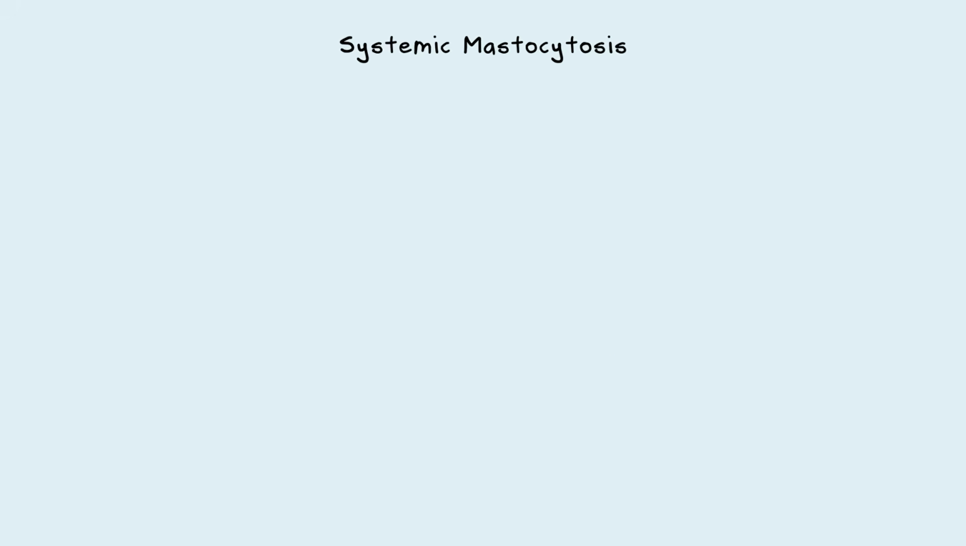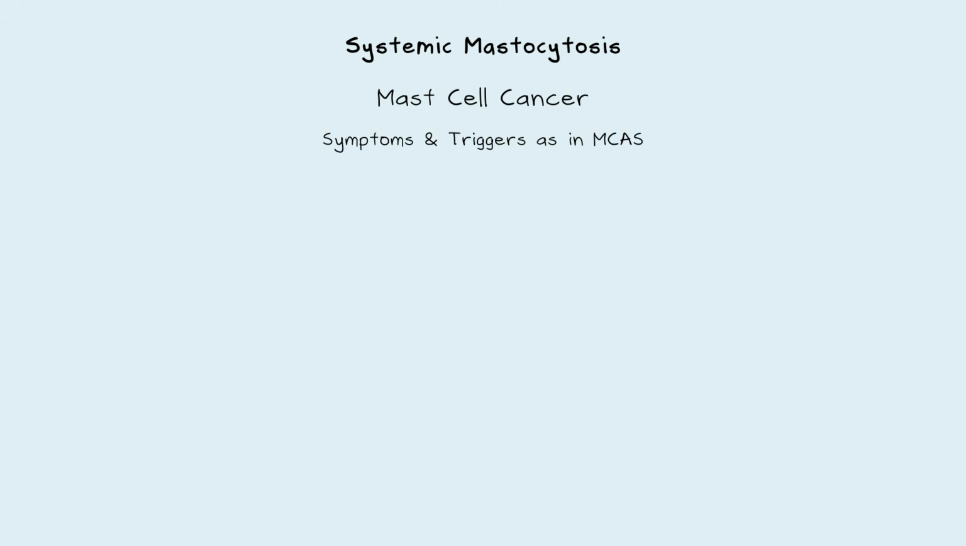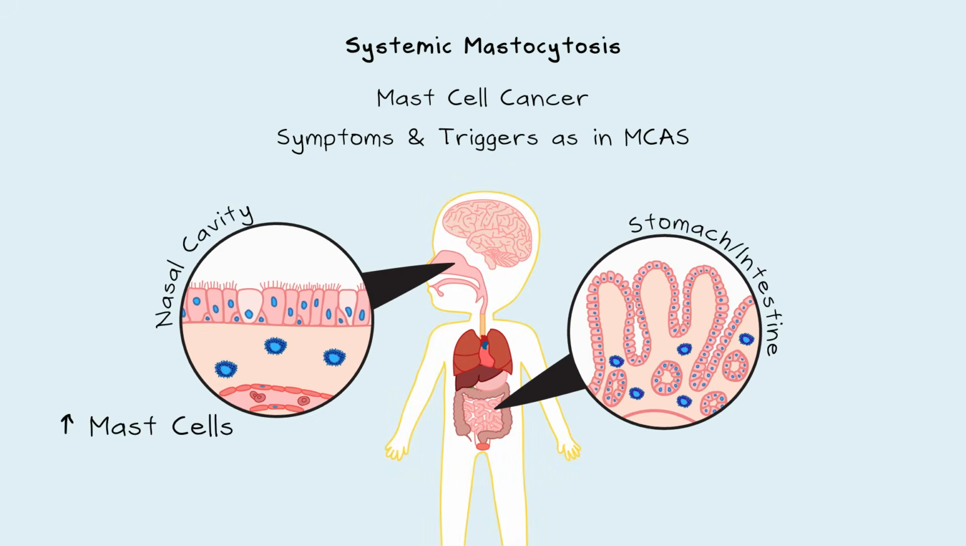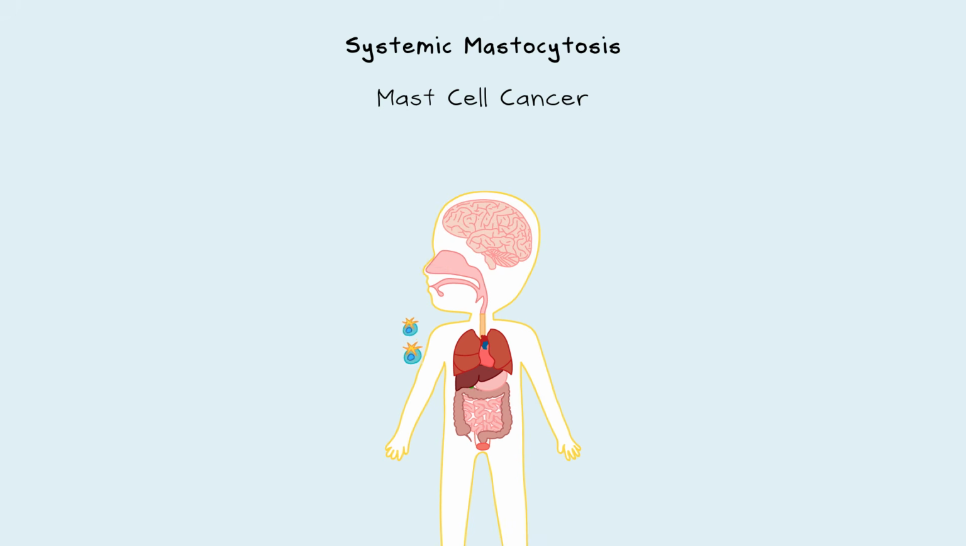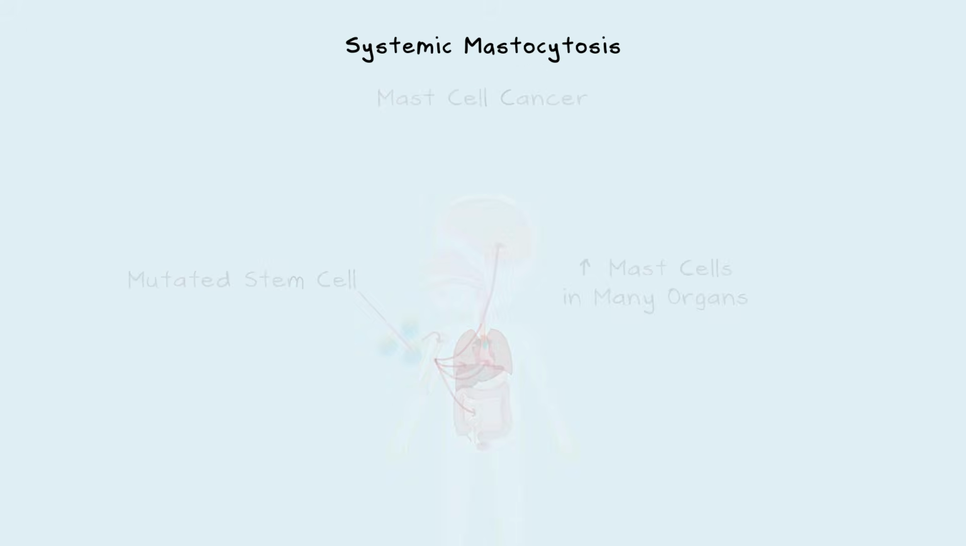Systemic mastocytosis is a mast cell cancer. The symptoms and triggers are identical to MCAS, but there are more mast cells throughout the body with mastocytosis. More mast cells mean that there is a higher risk of anaphylaxis. The increased number of mast cells is due to a clonal growth of mast cells from a mutated cell in the bone marrow. Because of this, the mast cell clones can spread through the whole body. As a result, there can be an increase in mast cells in many organs.